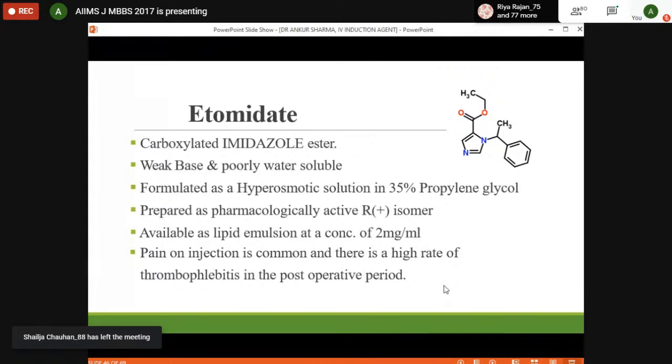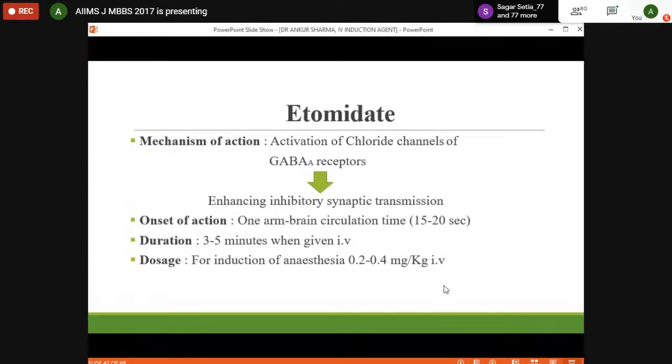One thing to be noticed, both propofol and etomidate have white color. It can also cause pain on injection, and there is a high rate of phlebitis in the postoperative period. It activates the chloride channel of the GABA receptor, enhancing inhibitory synaptic transmission. The onset of action is one arm-brain circulation, duration 3 to 5 minutes. The dose of etomidate is 0.2 to 0.4 mg per kg IV.